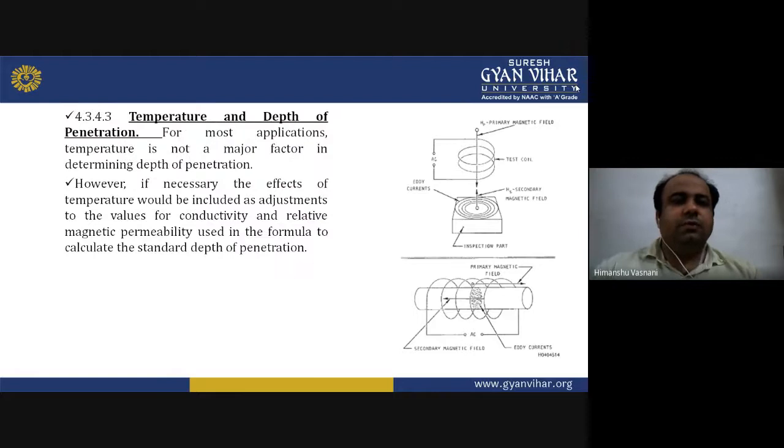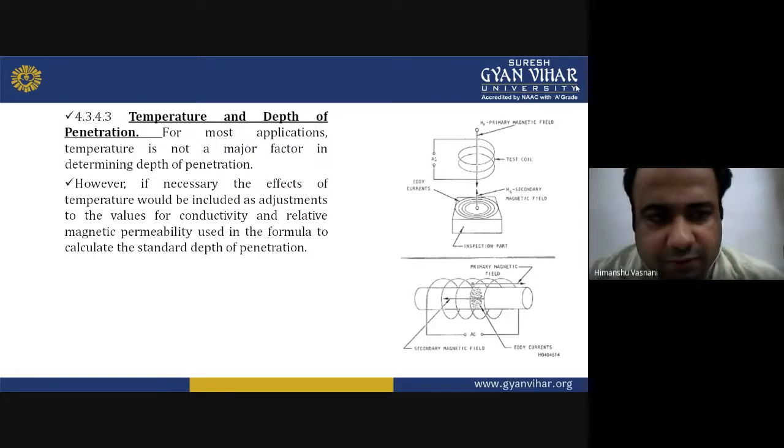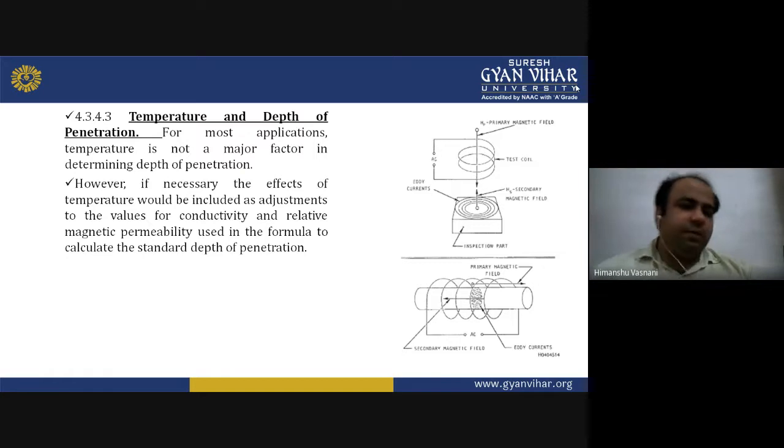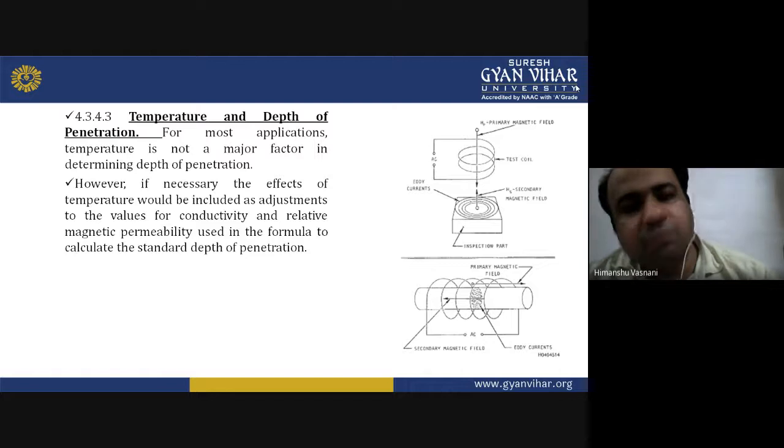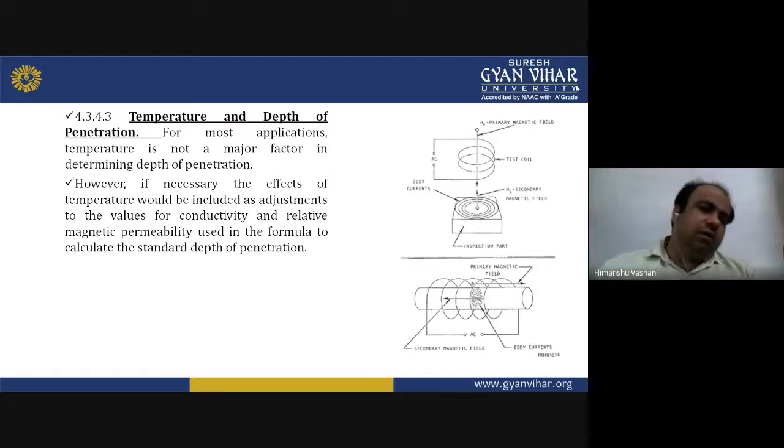Now, temperature and depth of penetration. Temperature is also important, as we discussed earlier and will discuss in the coming slides. For most applications, temperature is not a major factor in determining depth of penetration. However, if necessary, the effects of temperature would be included as an adjustment to the values for conductivity and relative magnetic permeability, using the formula to calculate the standard depth of penetration.